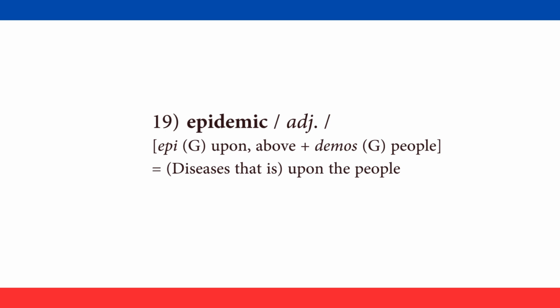Number 19. Epidemic. An adjective. Epi is the Greek word for upon, above, plus demos, Greek for people. This word means disease that is upon the people.